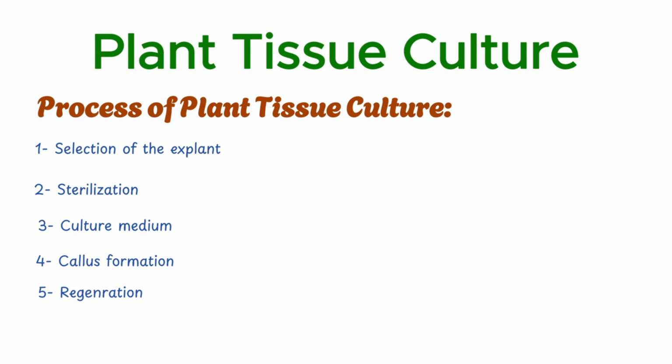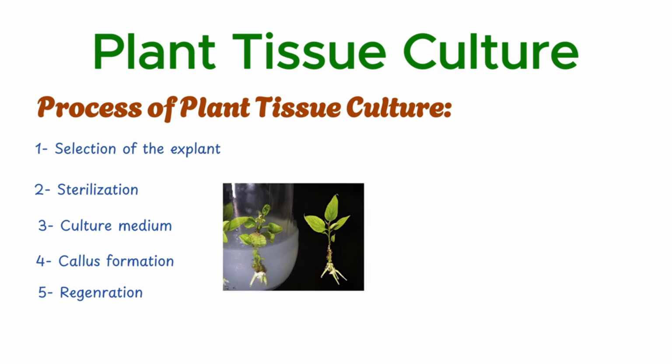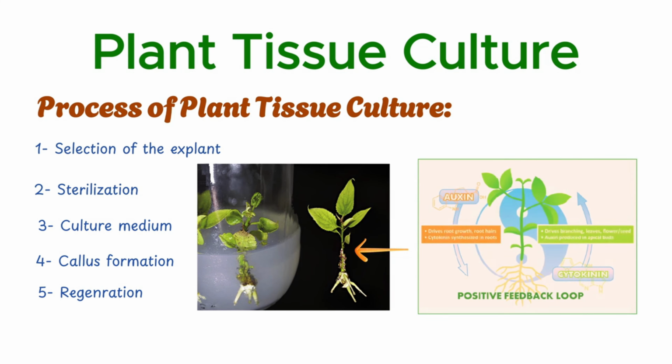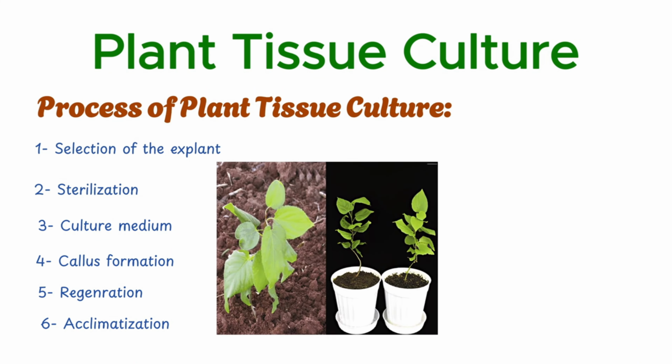Once ready, the callus or explant begins regeneration, developing shoots and roots to form a new plant. Hormones such as auxins and cytokinins play a critical role in directing this transformation. Finally, the regenerated plantlets undergo acclimatization. They are carefully transferred to soil or another growing medium, helping them adapt to external environmental conditions.